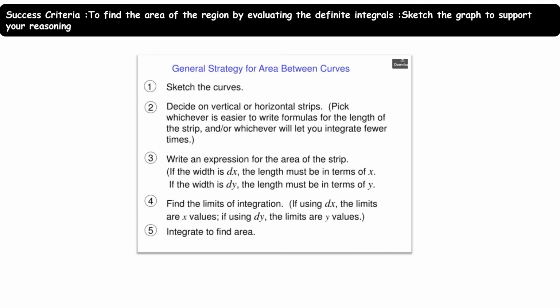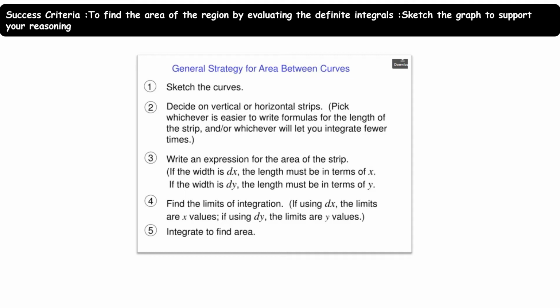What are the general strategies for the area between the curves? You have to sketch the curves first in order to find whether you are going to apply the top minus bottom formula or the right minus left formula. After that, whatever expression is on the top, you write first, then minus the expression that is on the bottom.